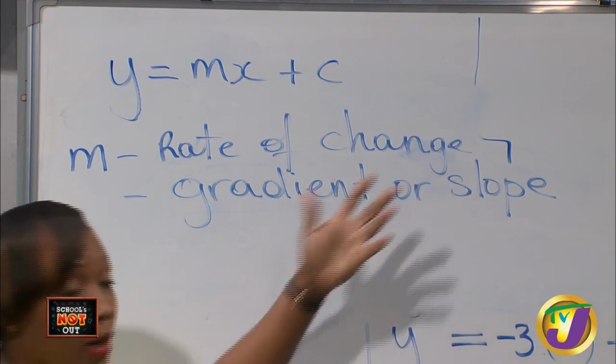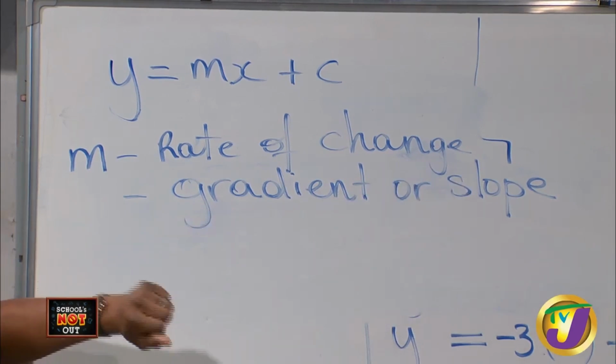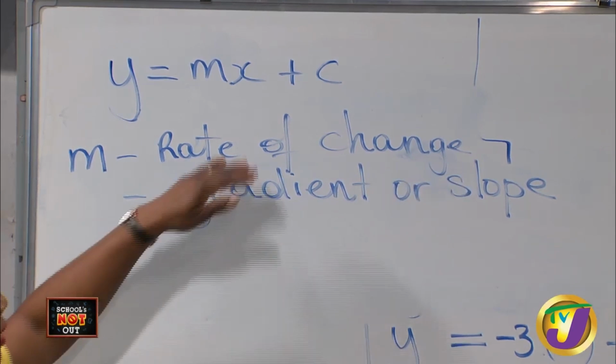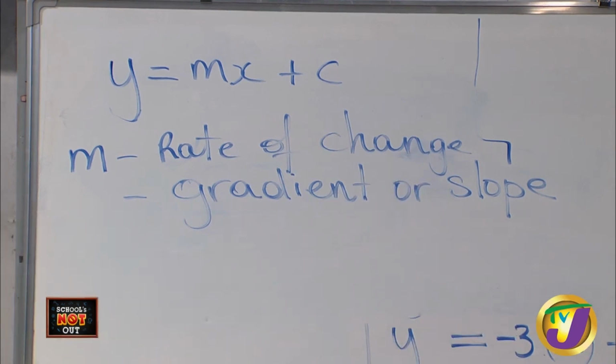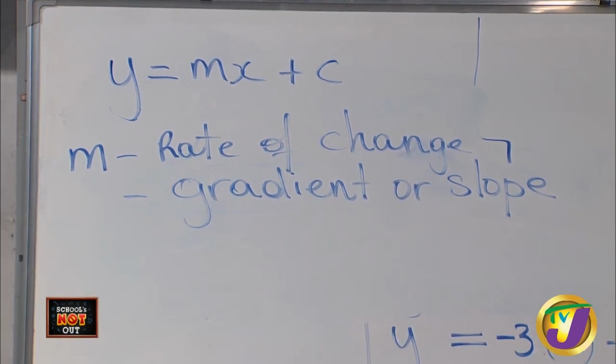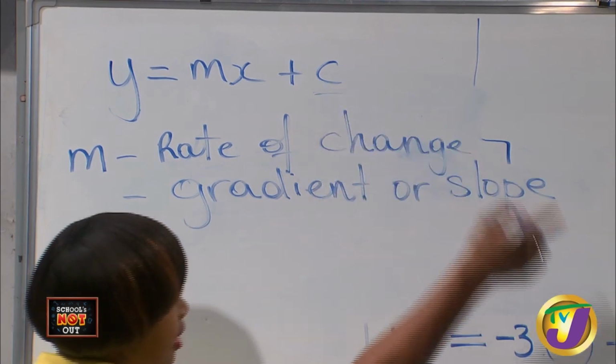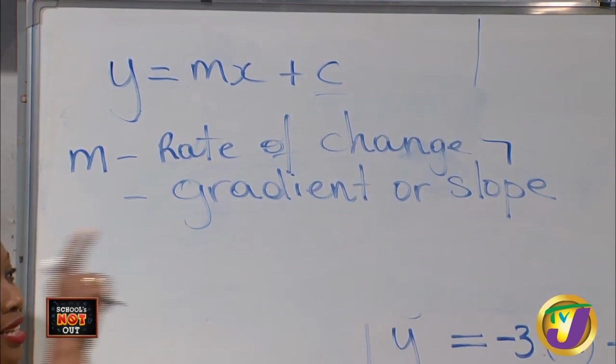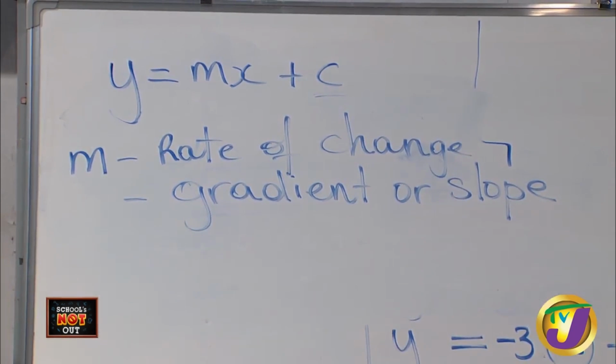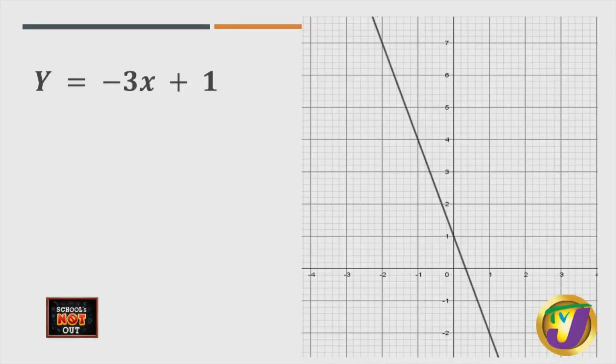Excellent, you're doing well. So we use the term gradient or slope commonly in class, and you must remember that it does represent the rate of change. Then we now know that the C, which in this equation is 1, is also some valuable information. It tells us where the graph meets the y-axis, or intercepts the y-axis.